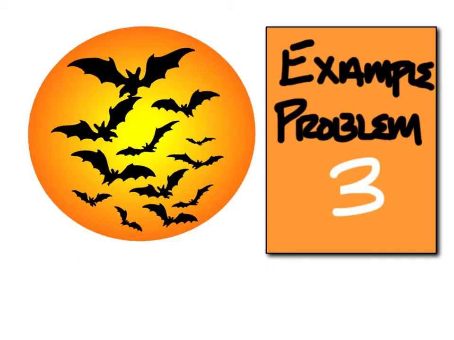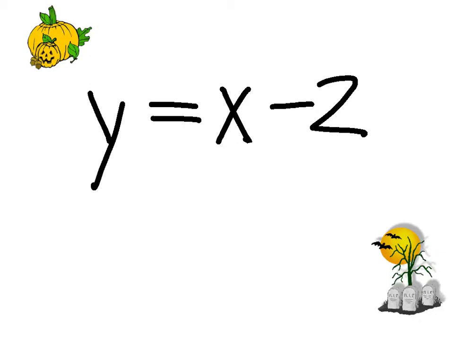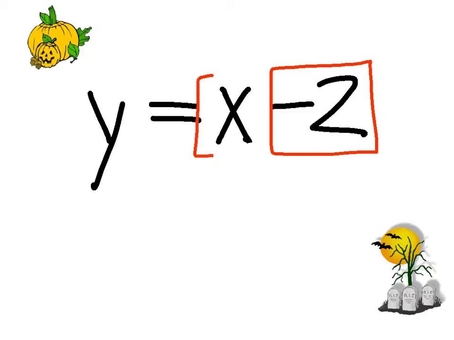Alright, example problem number 3. We have y is equal to x minus 2. First thing we need to notice about this is this number right here. This is our y-intercept. This is the number we're going to start with on the y-axis. And then our slope right here. What's the number next to an x if there's no coefficient? 1. Right. So that's a 1 right here.